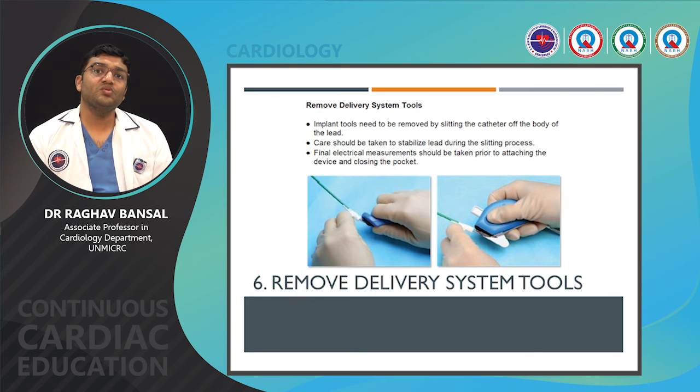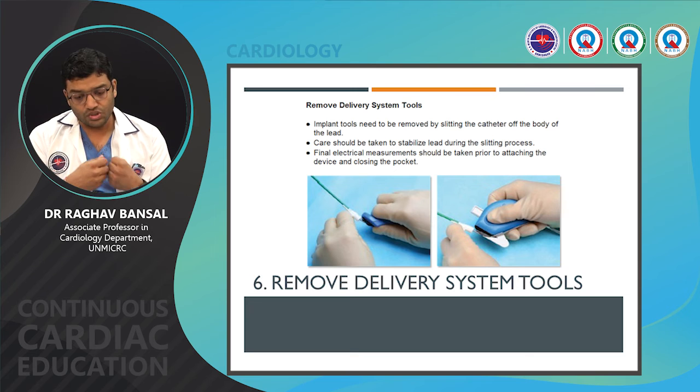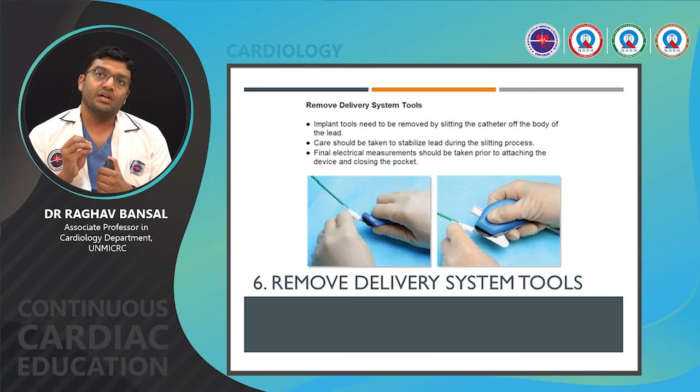So one of the problems while removing the delivery system tools is that while you start slitting and splitting the sheaths, because the lead is not fixed to the CS vein, you often end up dislodging the lead. So you have to be very careful that CS lead dislodgement does not occur at this step.